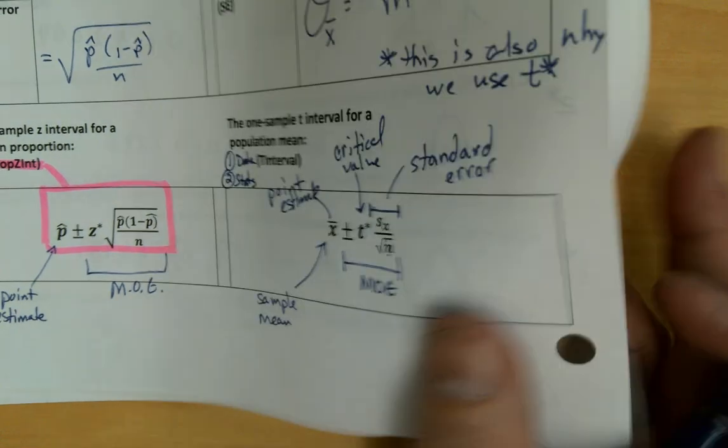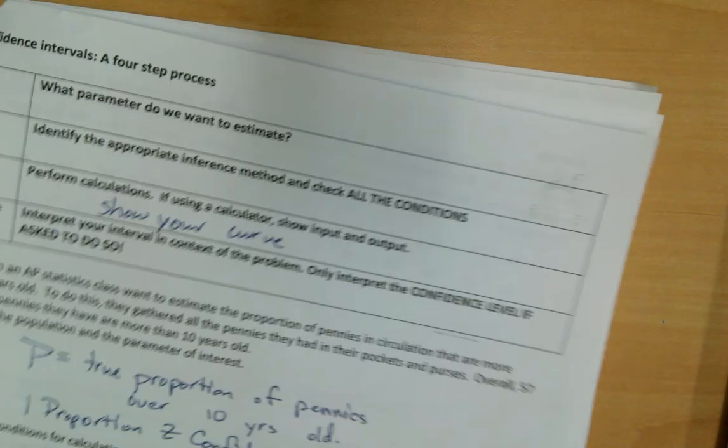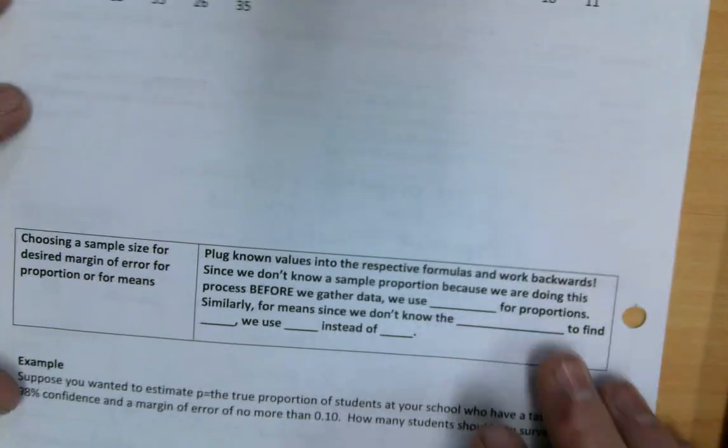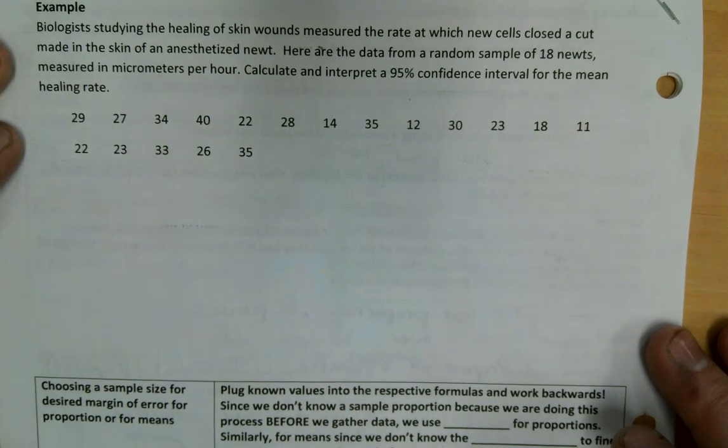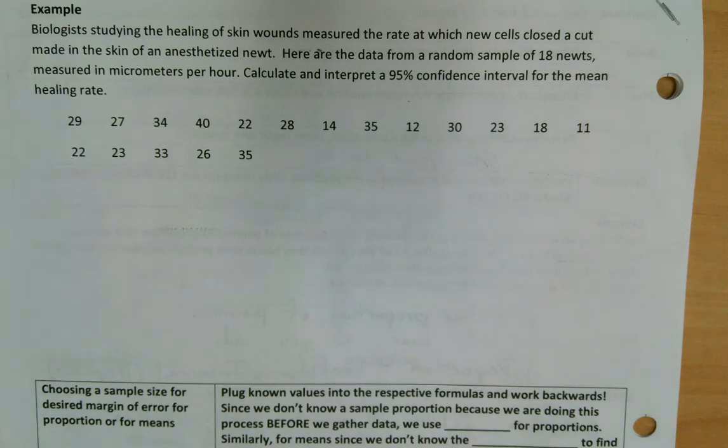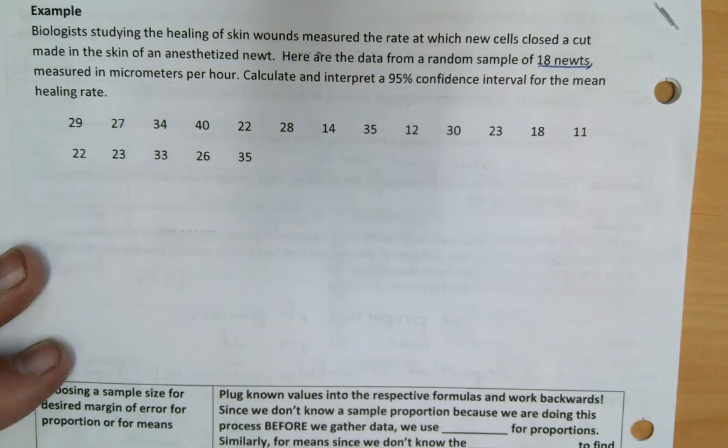All right, let's look at some examples. Turn to the very back page. All right, taking a look at this. Biologists are studying the healing of skin wounds, measured at a rate where new cells close the cut made in the skin of an anesthetized newt. I have no idea what a newt is, by the way, some sort of animal. So they gave these newts anesthesia, they cut them open, and then they measured how long it took them to heal. Here is the data from a random sample of 18 newts.